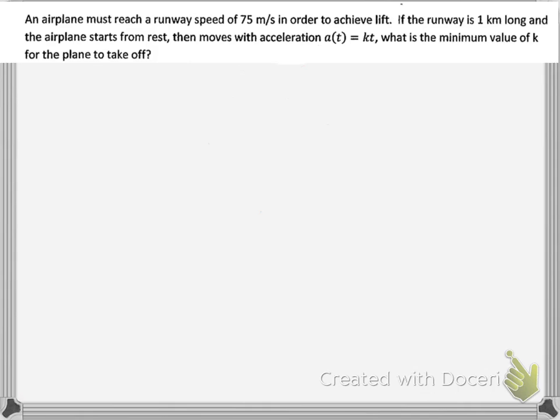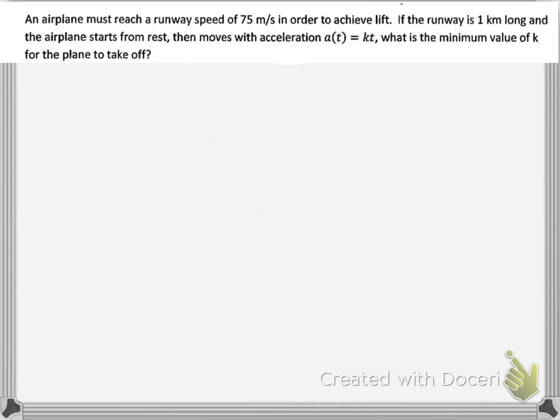So, for this airplane to take off, you need to reach a speed of 75 meters a second. If the runway is a kilometer long and the airplane starts at rest and moves with an acceleration given by this function, what is the minimum value of k for the plane to take off?